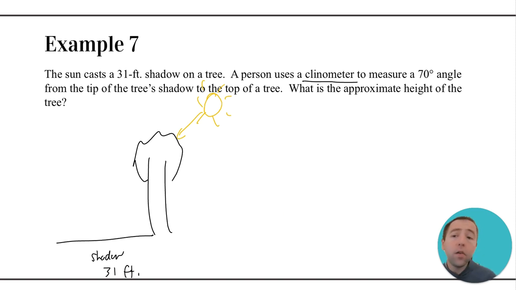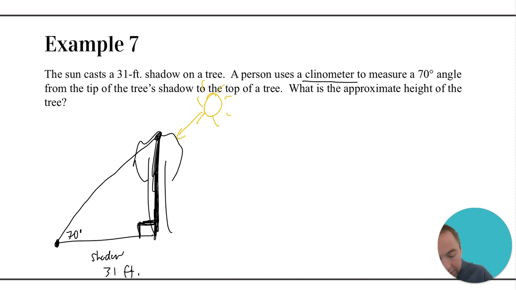And they measure a 70-degree angle, and that comes from the tip of the tree shadow up to the top of the tree. So here from the tip of the shadow up to the top of the tree, we see that we get a 70-degree angle, right? And since the tree is standing upright, we do have a nice 90-degree angle down here at the base of the tree. Nice little right triangle that we can work with.